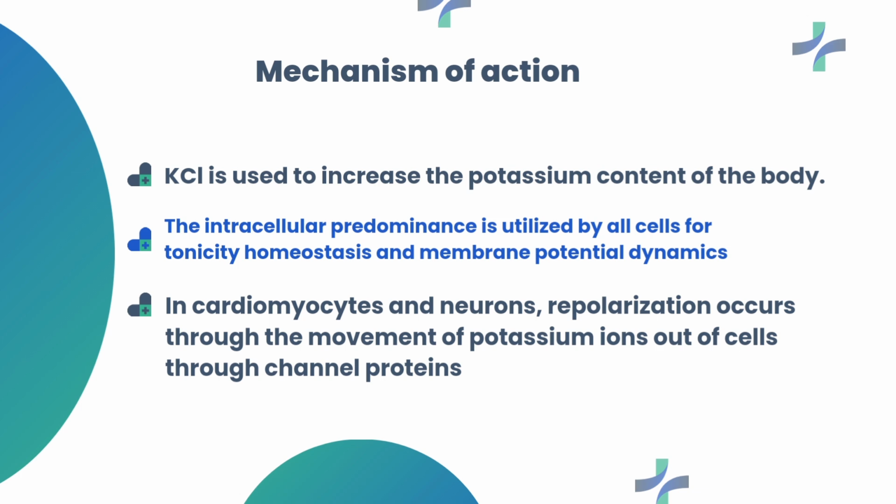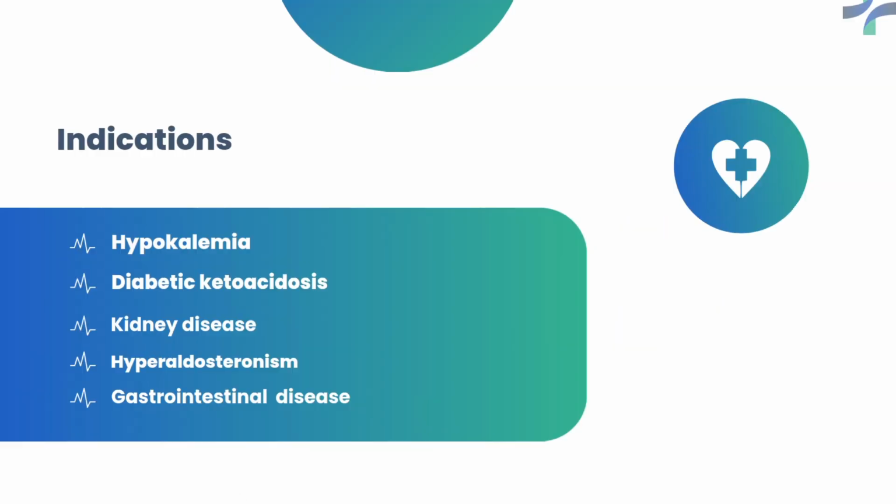In cardiomyocytes and neurons, repolarization occurs through the movement of potassium ions out of cells through channel proteins. Both hypokalemia and hyperkalemia can interfere with normal cardiac electrophysiology, potentially leading to life-threatening arrhythmias. Notably, potassium abnormalities rarely manifest as central nervous system pathologies like seizures. Potassium chloride is the preferred agent for correcting most presentations of hypokalemia.